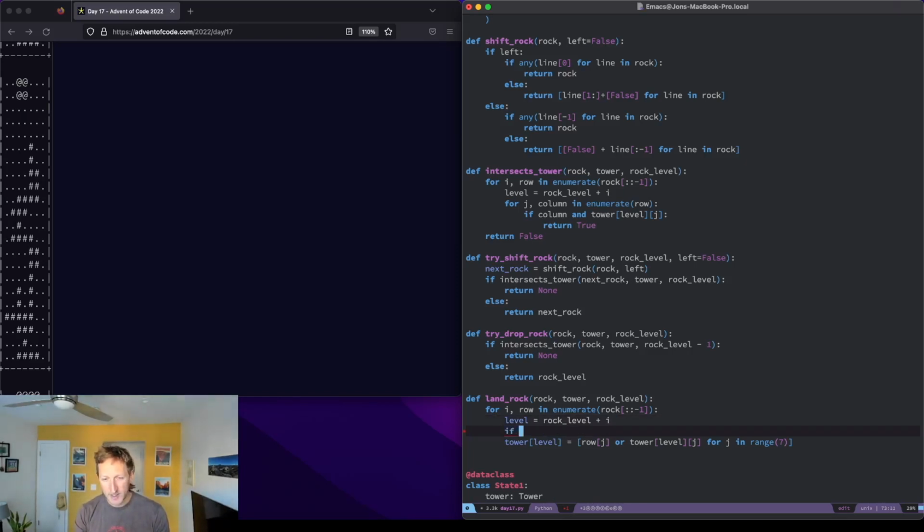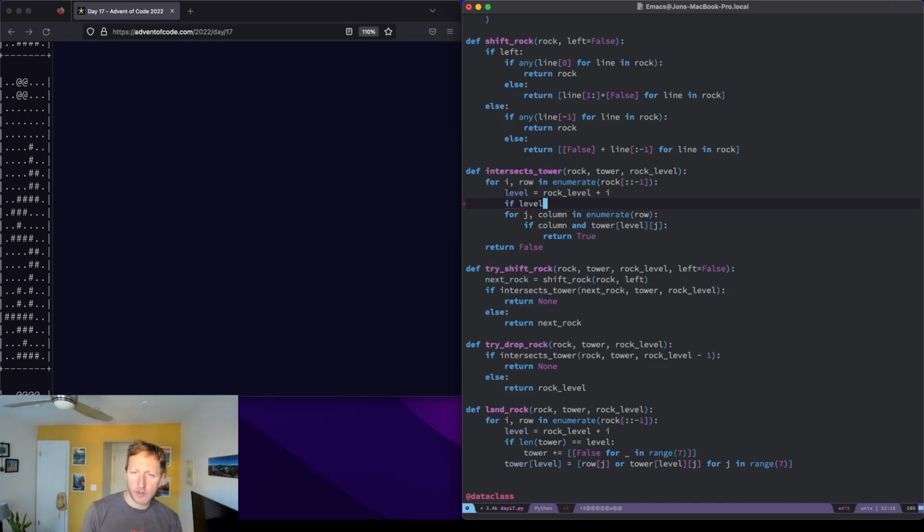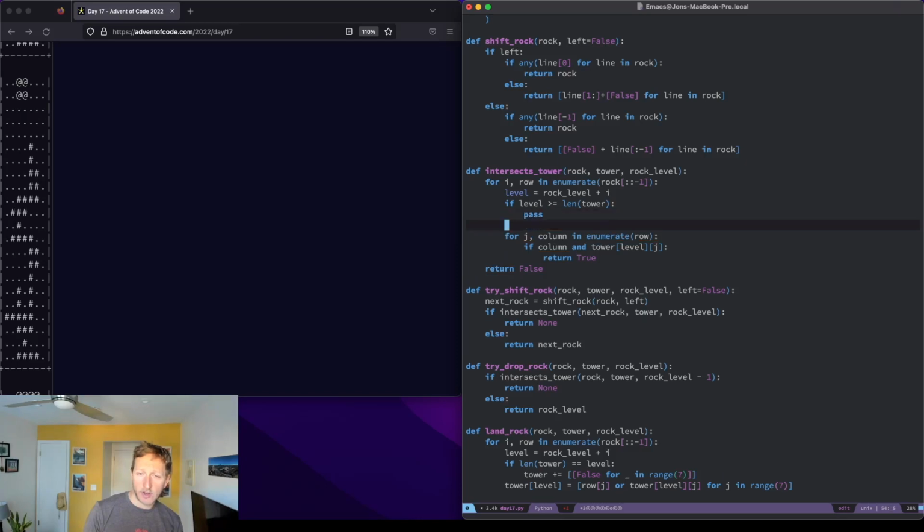So if len of tower is equal to level, tower plus equals an empty row. We just add another level to the tower, and that way we can set it. And then we also just need to do this. If level is greater than or equal to len of tower, then we just pass, like we don't care, because it'll never return true in here. So the tower just doesn't exist at that level.